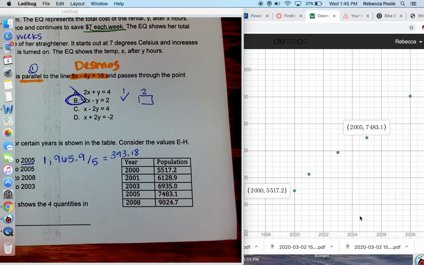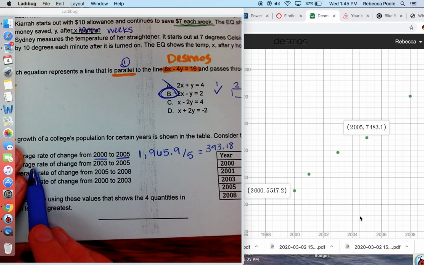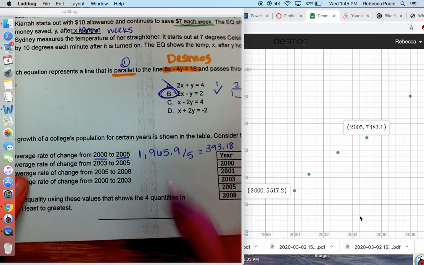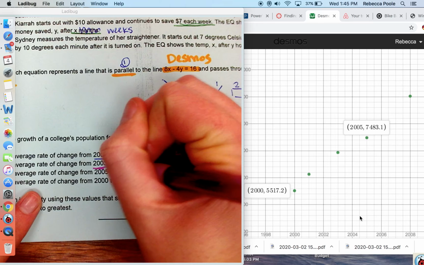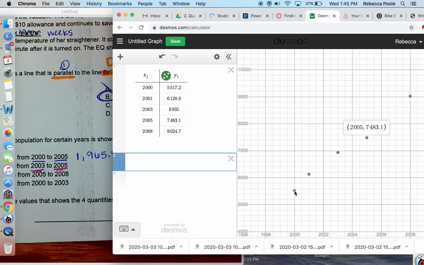Alright, so now I'm going to go look at my next rate of change. Next it says the average rate of change from 2003 to 2005. So this is what I'm going to go check next, 2003 to 2005 in my Desmos graph. So I'm going to unclick these points. I want 2003, which is here, to 2005, which is here.